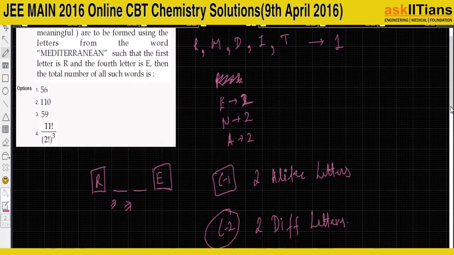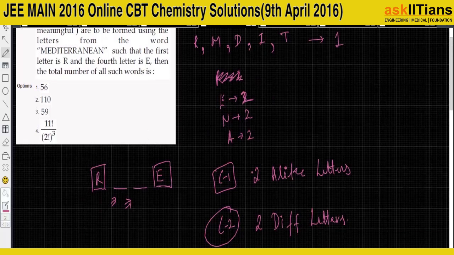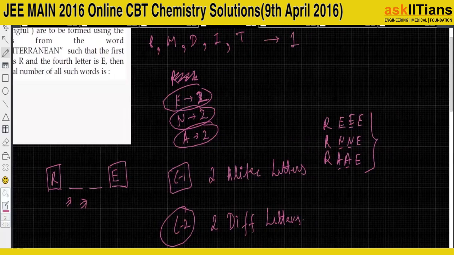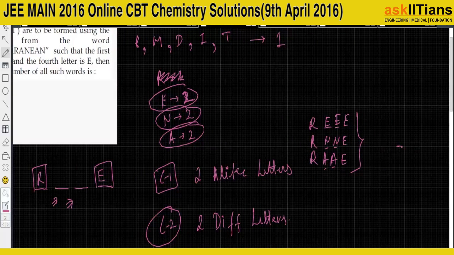Now if I am filling this gap using two alike letters, what are the different options? Either I can put E in both places, or N in both places, or A in both places. So the various options are these three words: R E E E, or maybe R N N E, or maybe R A A E. Only three options are there if I fill the blank spaces with alike letters.